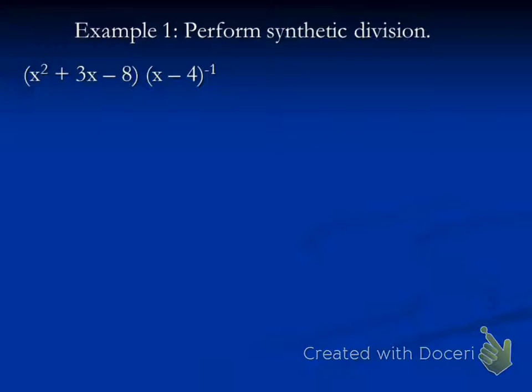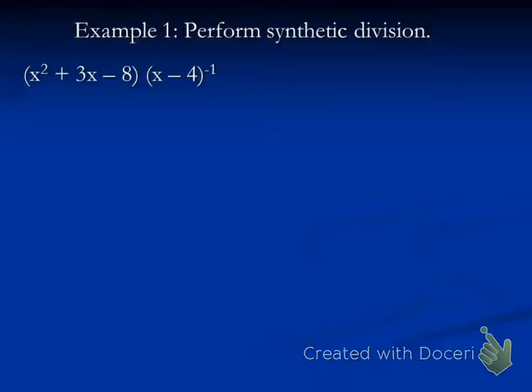Okay, so let's look at our first example. We have x squared plus 3x minus 8, and again, this fancy notation times x minus 4 to the -1. Remember, that's the same as saying that this is over x minus 4, or is being divided by x minus 4. So anytime you see that notation, and I use that notation here because your textbook uses it, I want you to understand that they're telling you that that's division. So this is x squared plus 3x minus 8 divided by x minus 4.